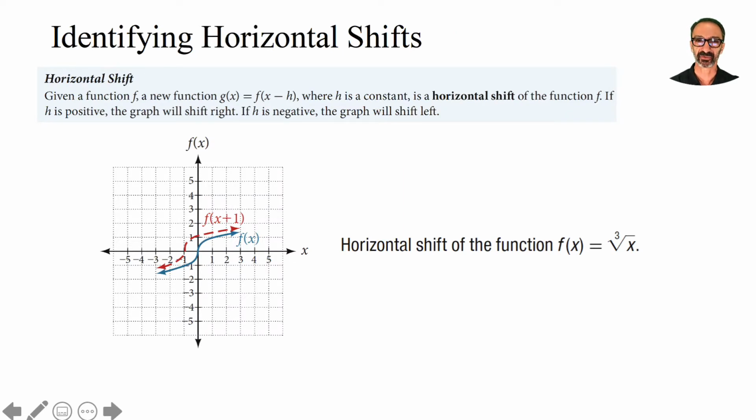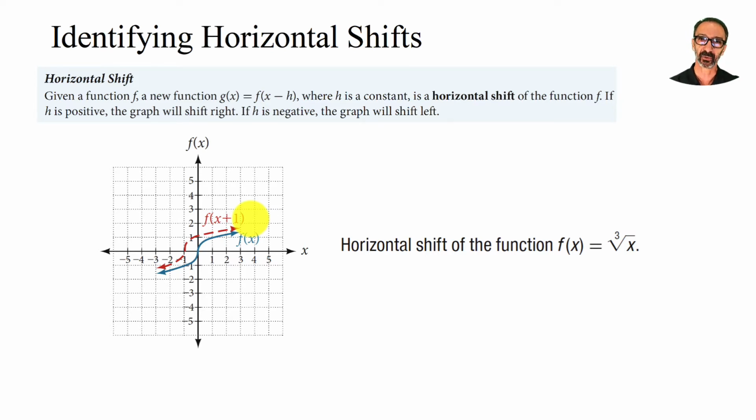Identifying horizontal shifts. Given a function f, a new function g of x equals f of x minus h, where h is a constant, is a horizontal shift. So when you are adding or subtracting from x inside, not outside, what we used to call k in the previous slides, that's called horizontal shift. If you're adding outside a k constant, that's called vertical shift.